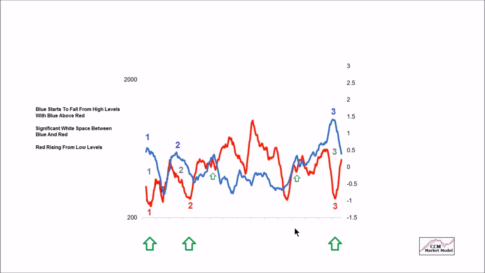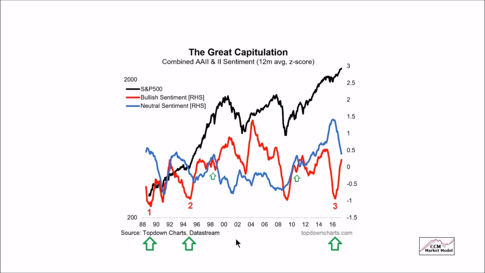So what have we been looking at, and how can it help us with the probability of good things happening relative to the probability of bad things happening looking out over the next several years? The source of the chart that we've been looking at is top-down charts and data stream. The blue line represents neutral sentiment, telling us that recently, this is 2016, 2017, neutral sentiment has started to fall rapidly.